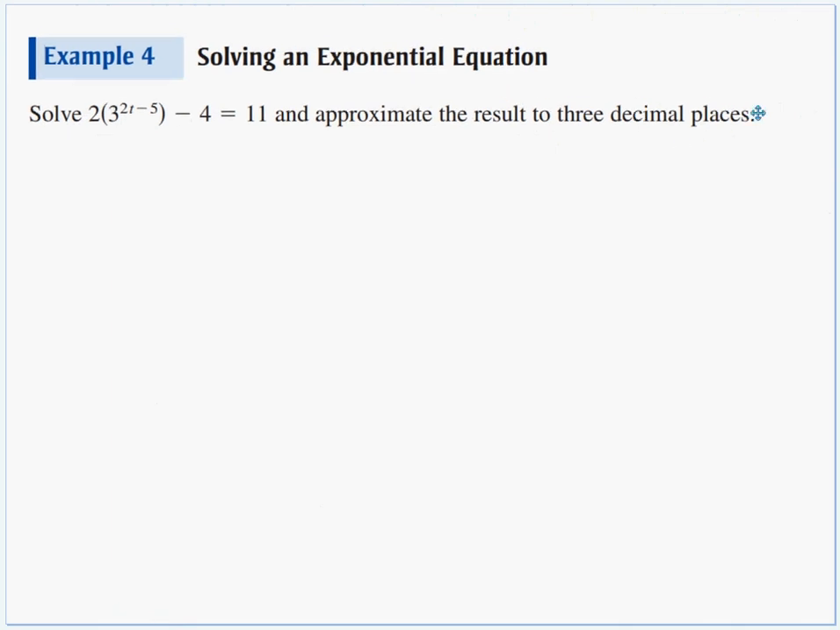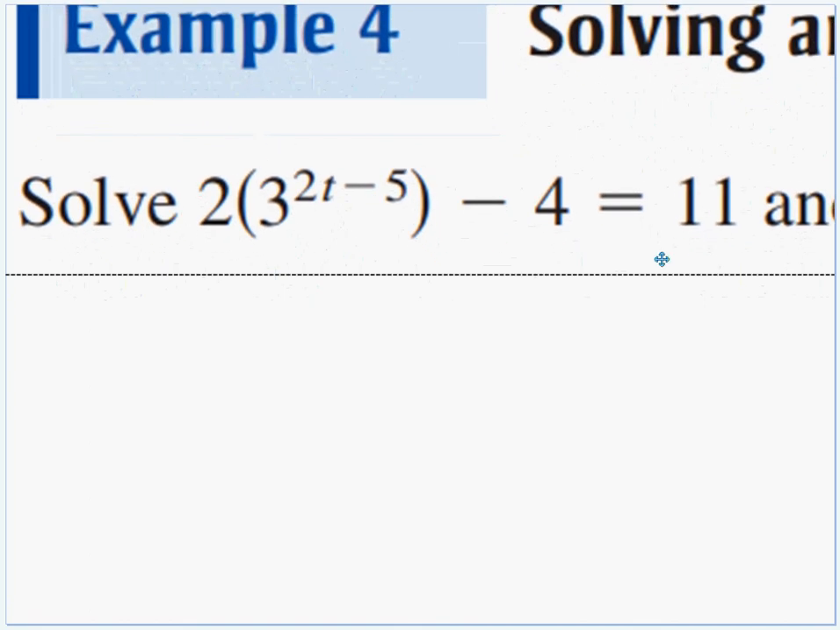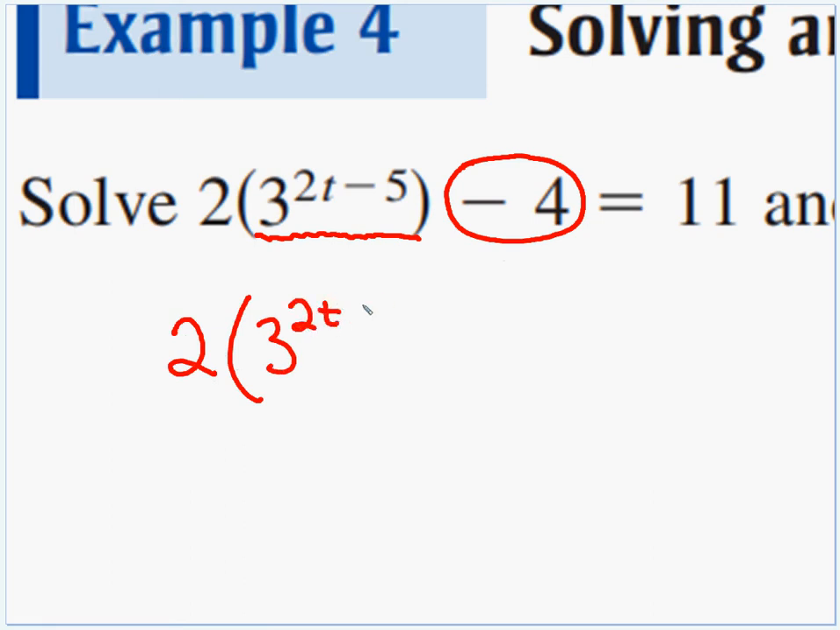Let's get this beast under control and round it to 3 decimals. All right. So I see the variable is above this base 3. So we want to get this term alone and then address getting rid of that base. So let's see, to get rid of the stuff around it, we've got to get rid of this minus 4. So we're going to add 4 to each side. 2 times 3 to the 2t minus 5 power equals, we're going to add that, so that's equal to 15 now.